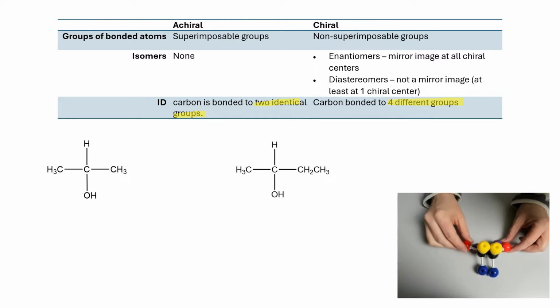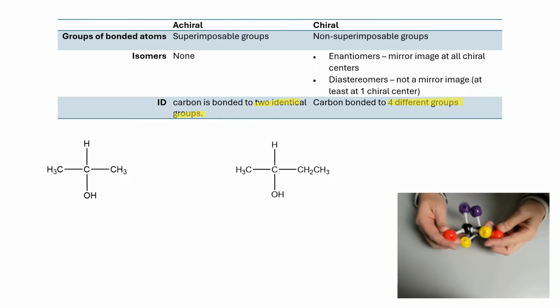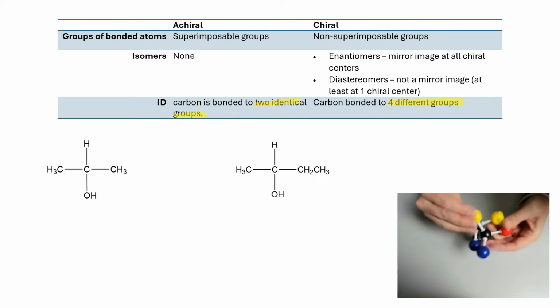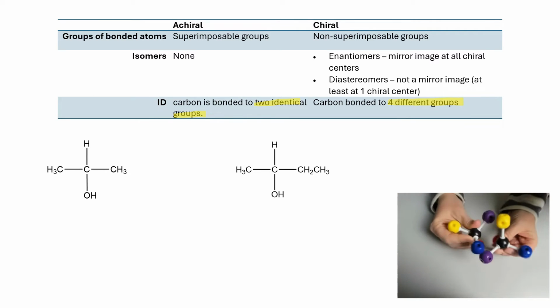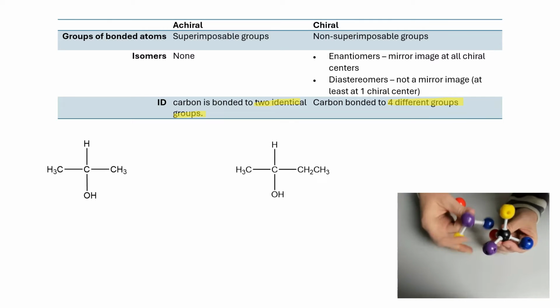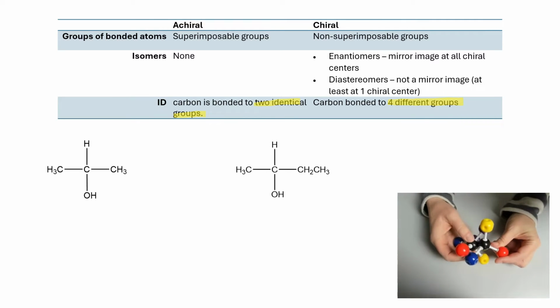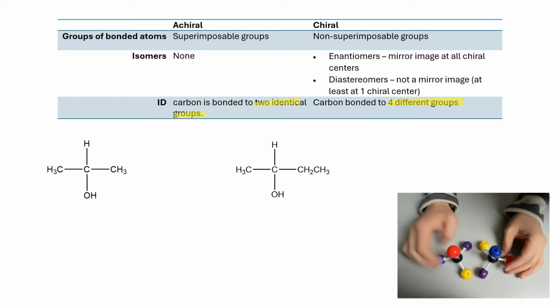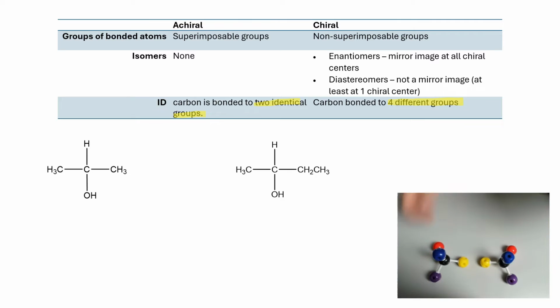No matter how I try to lay these together, I would have 2 groups that match and 2 groups that don't. Again, no matter how much I try to rotate and match up, I cannot get all 4 of these groups to match up perfectly. That's what it means to be non-superimposable. Under that category of non-superimposable, we have our 2 different types of chiral isomers.